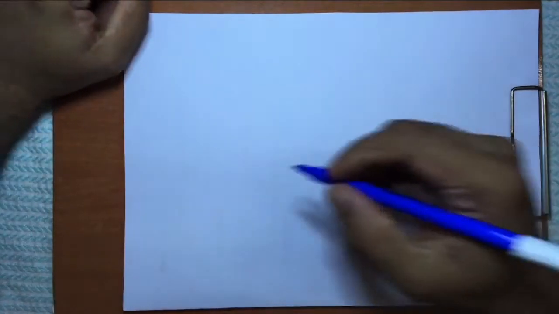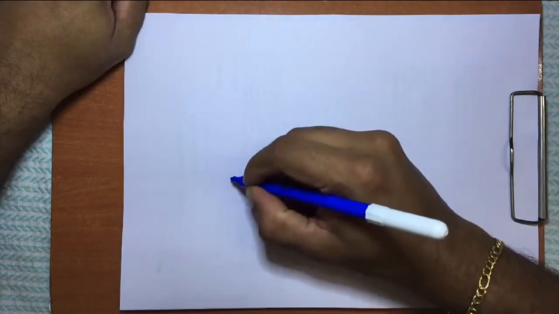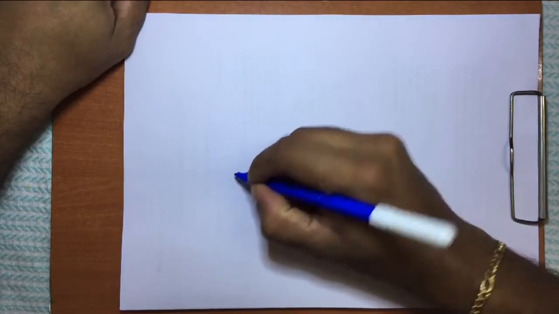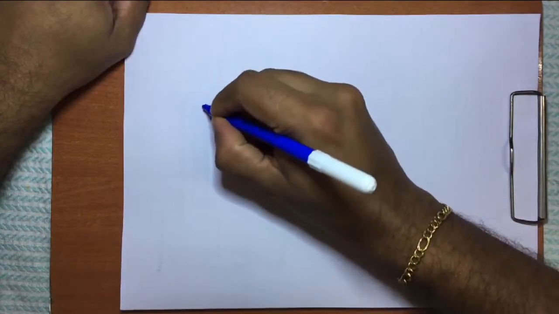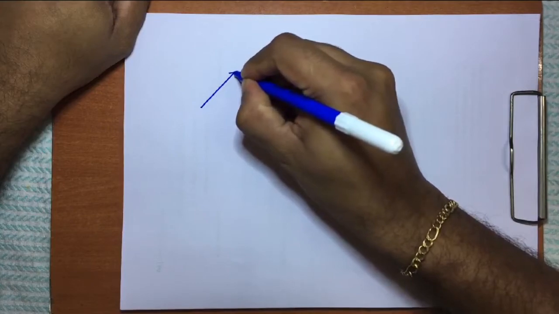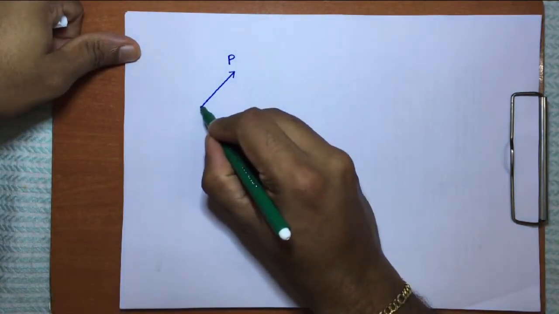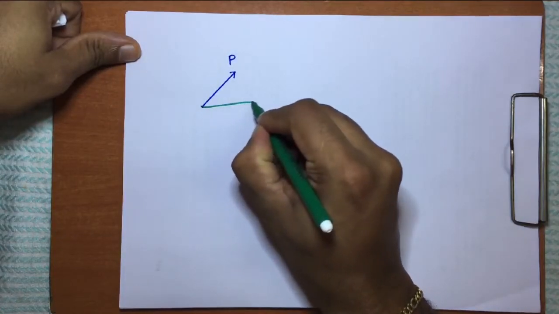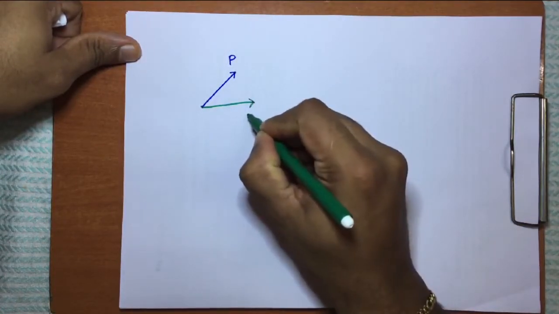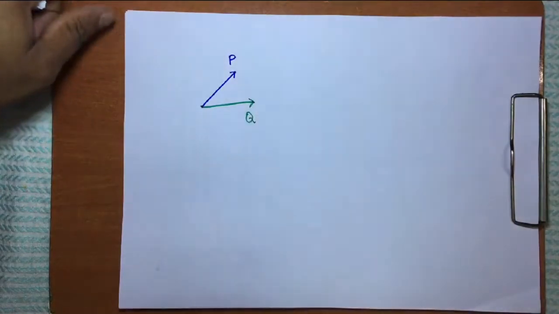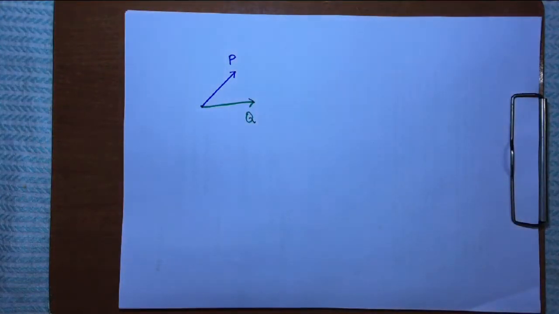In this lecture, we are going to see how vectors can be added using cosine law. Basically, cosine law is applied for two forces acting at the same point. Let us consider a force P acting like this. Let us consider another force Q which is acting like this. We want to find the resultant of these two forces.